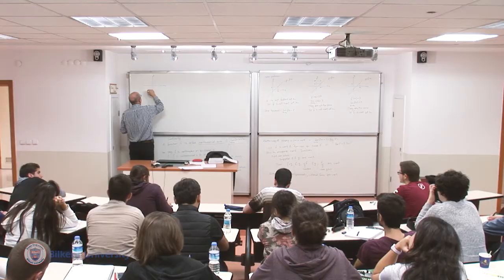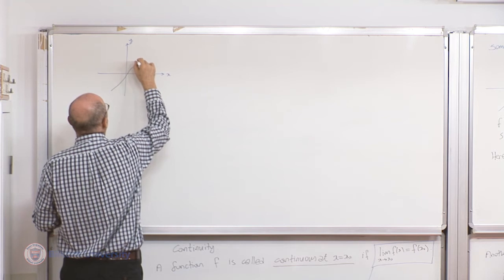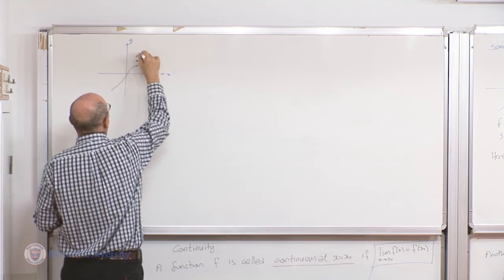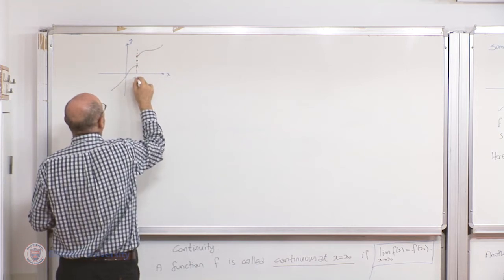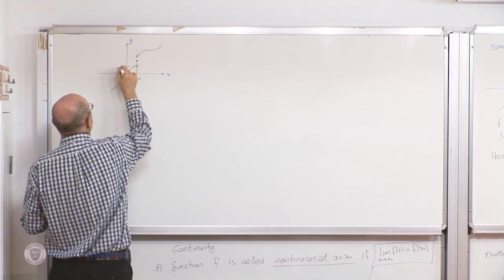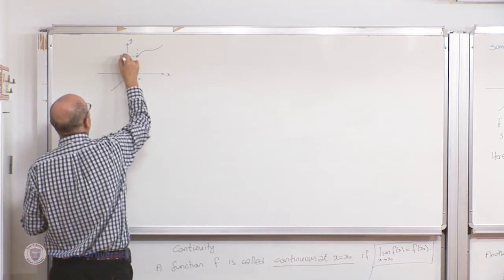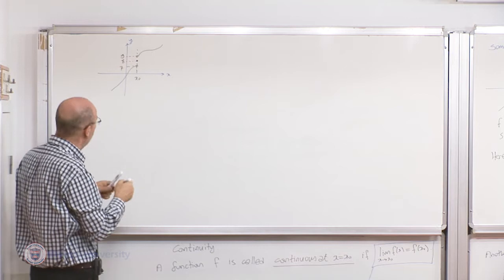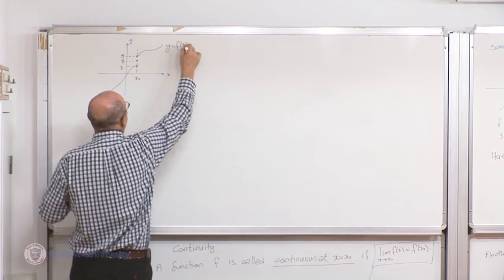So we have a function like this. Okay, so let's make this way. Let's make this way. Okay, so this is x sub 0. So this number is 7. This number is 8. This number is 9. Okay, so this is y equals f of x.